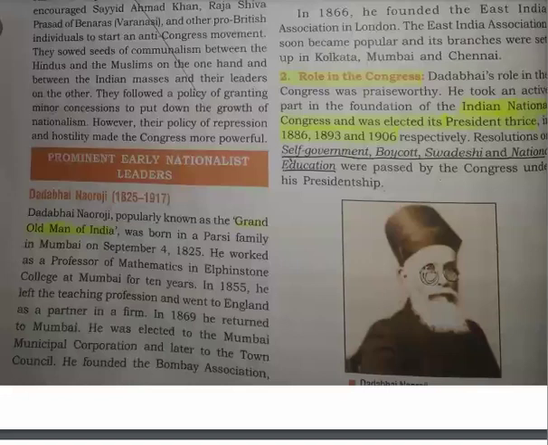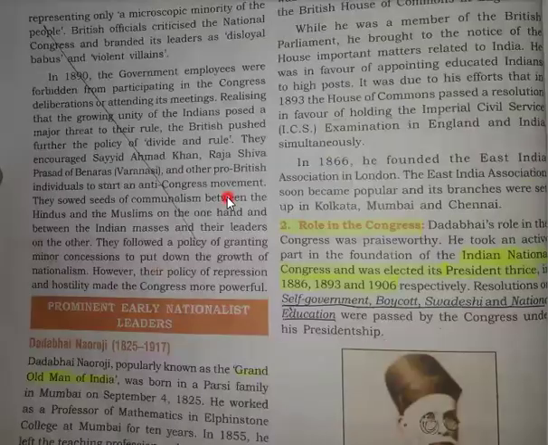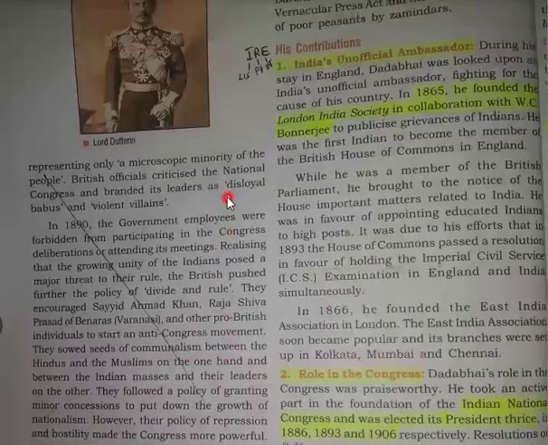Then we have the prominent early nationalist leaders coming up right now. So the first person is Dadabhai Naoroji, from 1825 to 1917. He was known as the Grand Old Man of India. He was born in a Parsi family in Mumbai on September 4th, 1825. Remember that. And his contribution is very important.